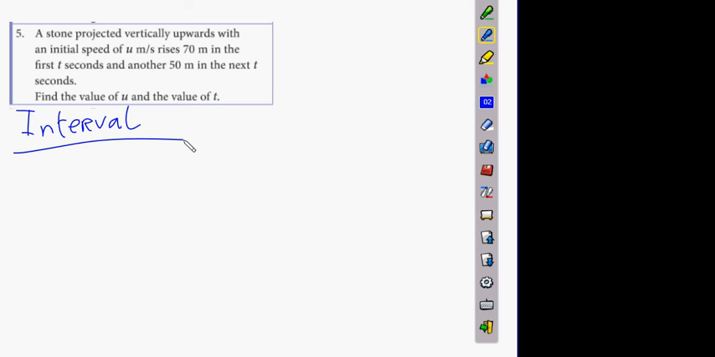Stone is projected vertically upwards. It goes directly up into the air. It doesn't stop, but it rises 70 meters in the first t seconds. It then rises another 50 in the next t seconds. You technically have a system here, A to B to C. And it's thrown against gravity, so it has the initial speed.